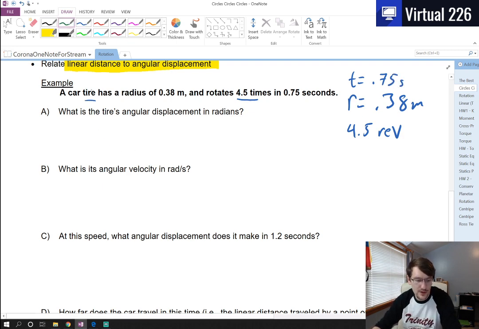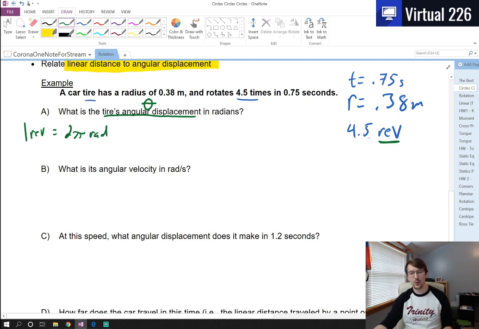If we want to figure out what is the tire's angular displacement in radians, then, well, we are actually just doing a unit conversion there. An angular displacement, remember, is a theta. And what we have here is revolutions. 1 revolution, remember, is 2 pi radians. So with that unit conversion, we can quickly go from 4.5 revolutions to some amount of radians.